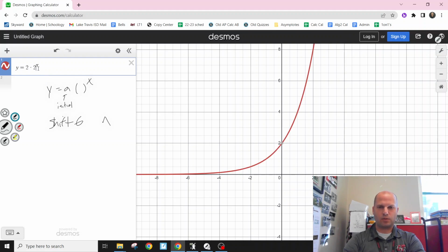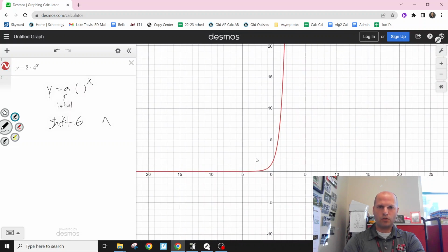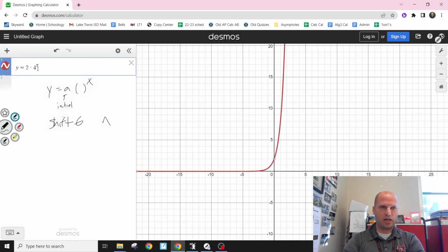I'm not growing as fast when I have 2 to the x compared to 4 to the x. 4 to the x is growing very quickly, versus 2 to the x, it'll get a little bit shallower. From Desmos, you can click on the graph to see certain points. You can see after 1 year, you're doubling your initial amount. You get to 4. After 2 years, you would double your amount again and get to 8. So you can click through with that.